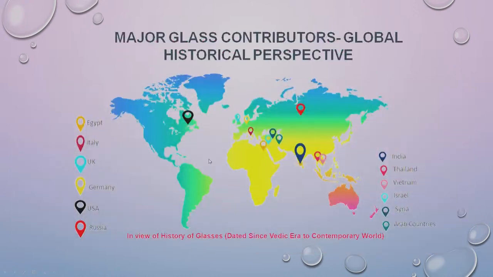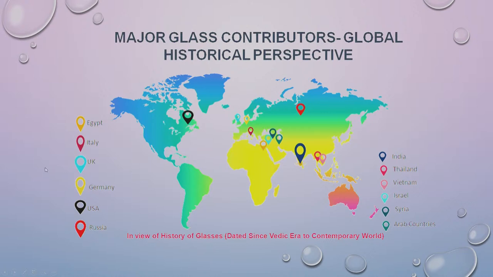One of the most important things that I would like to bring to our information in the symposium is that there is a major glass contribution. If I take from the Vedic era to the modern era, you can see that India has been a contributor for glasses. Then from India it moved to Thailand. Then again, there were some glasses which started even in places like Egypt. Some say Egypt started these glasses, some literature says it was India, some literature says it is somewhere in Russia.